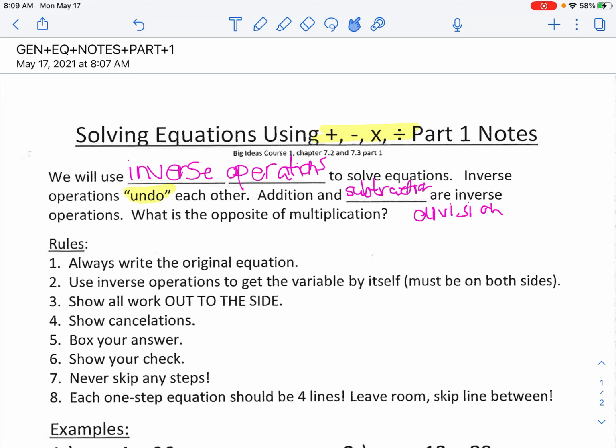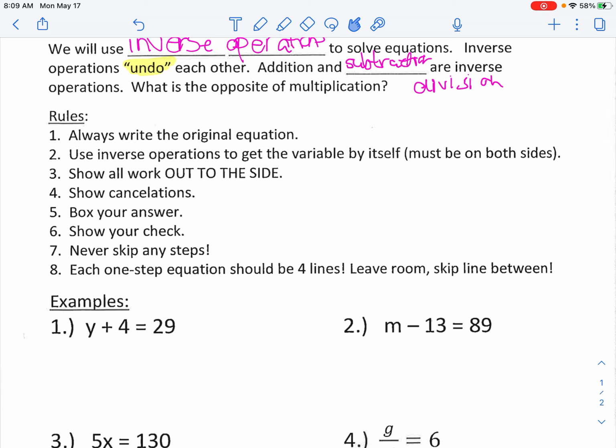All right, we have a lot of rules to remember, but we're going to go over these over and over and over with every problem. So I think you will understand them much better in a few minutes after we practice some problems. So rule number 1, always write the original equation. So for example, if I give you a page from your Big Ideas book, first thing you're going to do is copy that equation onto your paper.